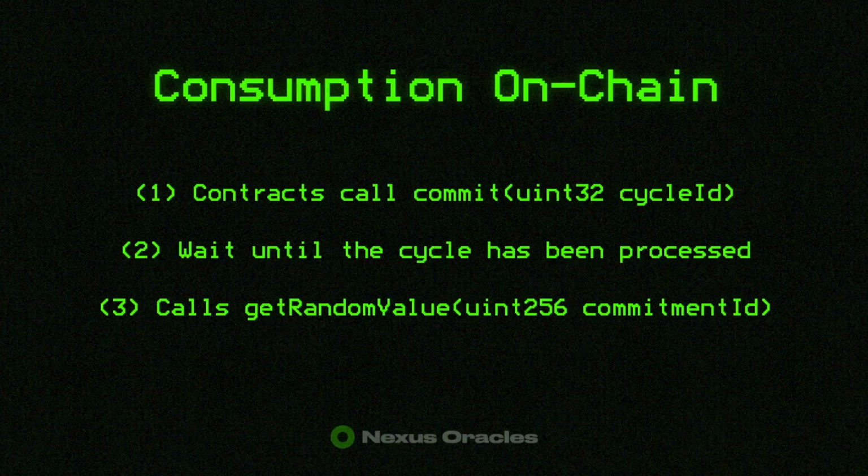Consumption on chain is a three-step process. First of all, contracts call commit and commit to a future cycle ID. This makes sure that they commit to a specific random value in the future that is not known at the moment of committing. Then they wait until the cycle has been processed by the node operators, and finally they will be able to call the getRandomValue function and pass a commitment ID, and in return get the address-specific random value back that can be used for lotteries, blind mints of NFTs, etc.